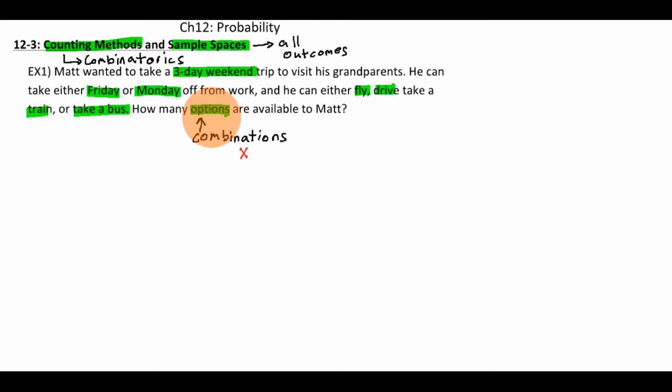If you see that word options and you're dealing with combining different things together, think about multiplication if that word options is there instead of the word combinations. So let's break this problem apart even further. Let's just talk about the different days that Matt can take off. Well, he's going to take a 3-day weekend. So the first thing I want to do here is write down how many different types of 3-day weekends he could have. Well, he could have, let's write that word down, 3-day weekends here.